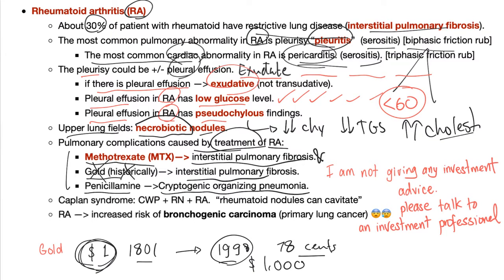Penicillamine can lead to cryptogenic organizing pneumonia, and we have talked about COP in previous videos. Caplan syndrome is a triad of complicated coal-worker pneumoconiosis plus rheumatoid nodules in the lung plus rheumatoid arthritis. Those rheumatoid nodules can cavitate. Rheumatoid arthritis actually increases your risk of bronchogenic carcinoma.